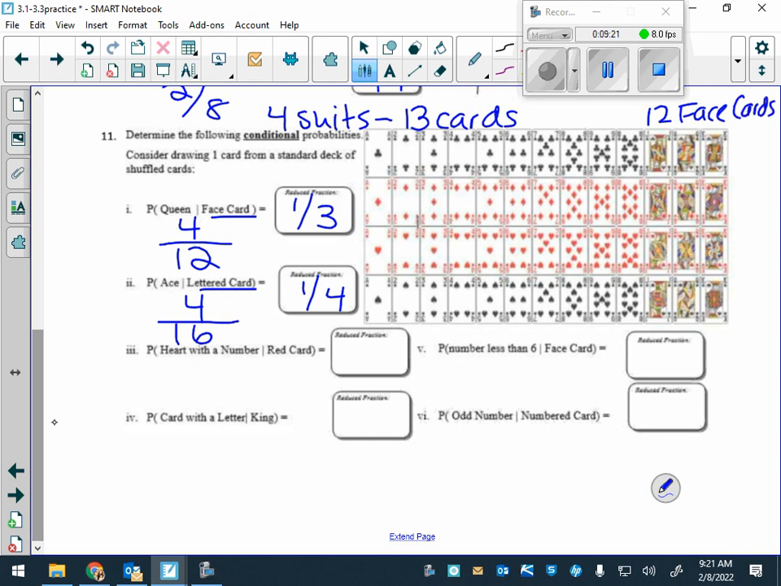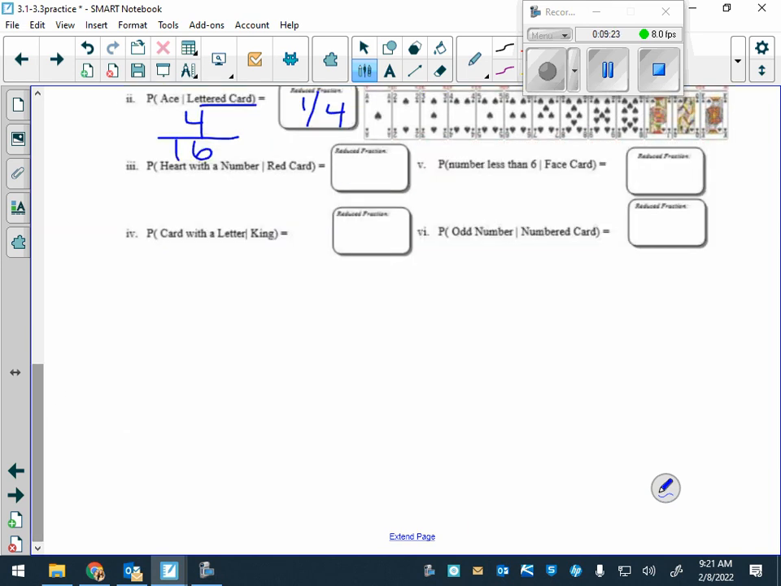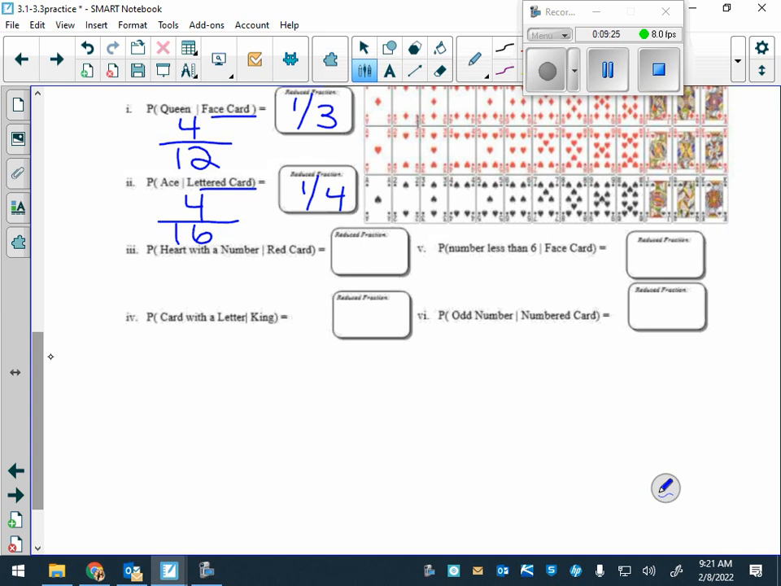The next one, probability heart with a number, given it's a red card. So how many red cards are there? 26. Out of those 26, how many of them are hearts with a number? 9. So 9 out of 26.